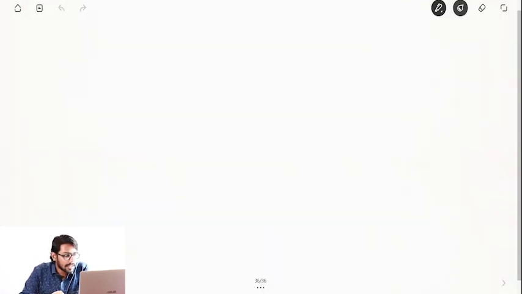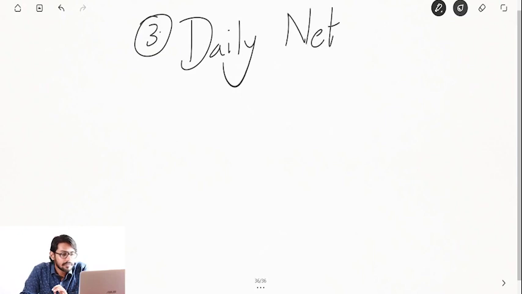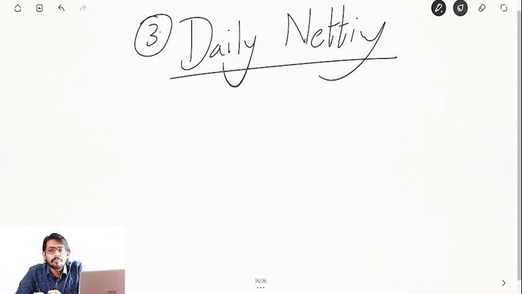Okay. Rule number three. Very important rule of daily netting. Very important rule of daily netting. So what have we discussed so far? Pay attention, guys.